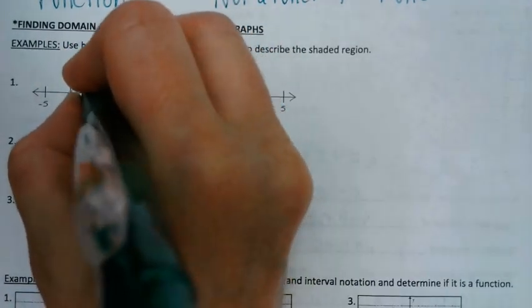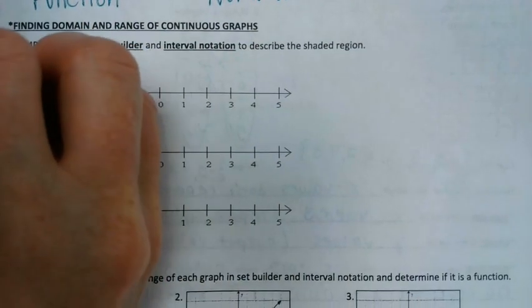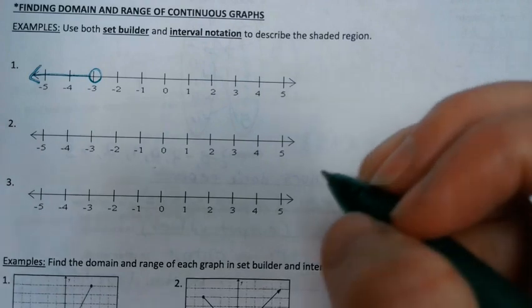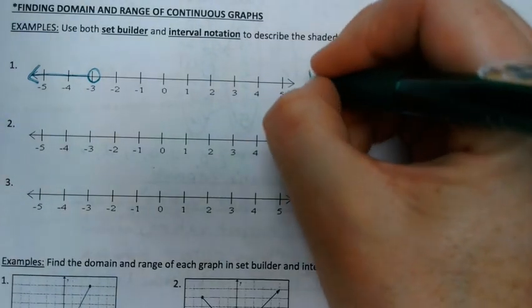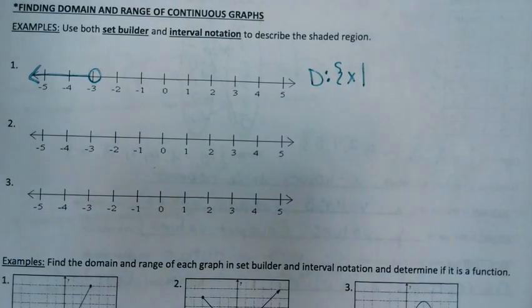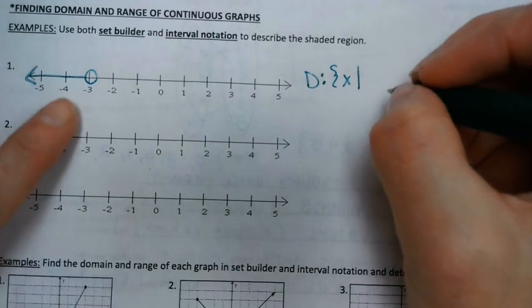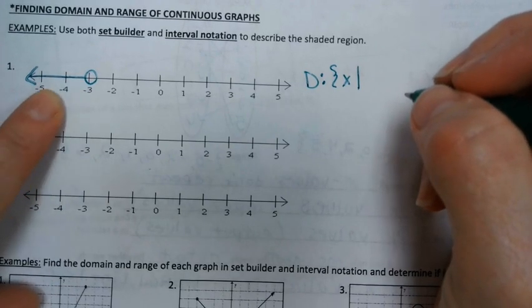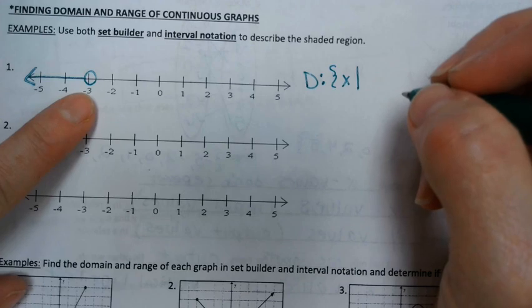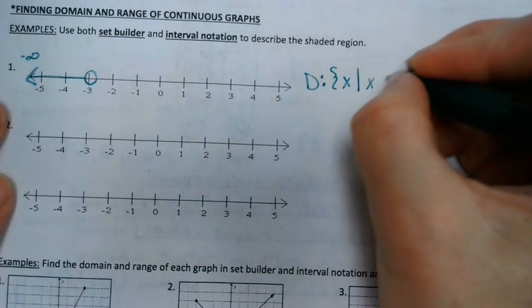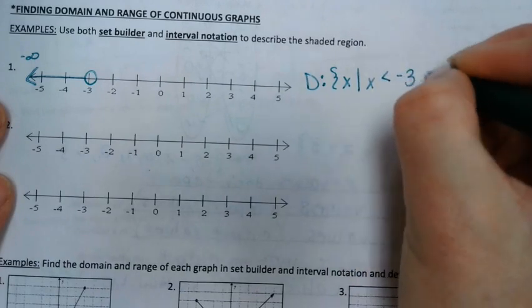I'm going to put an open circle on -3 and go left on that one. And then I'm going to go ahead and do the domain and range. So domain is the set of all x values with a line that means such that, and then I describe this. So the way I would describe this is it's at -3 or less. So its x is less than -3 because that's an open circle. This goes on and on to -infinity. So x is less than -3.